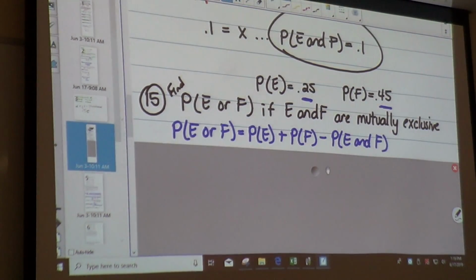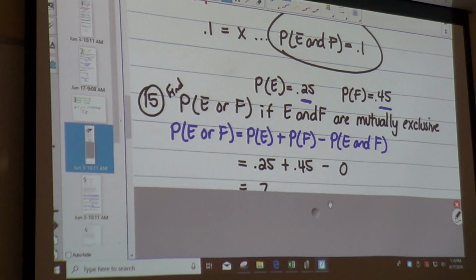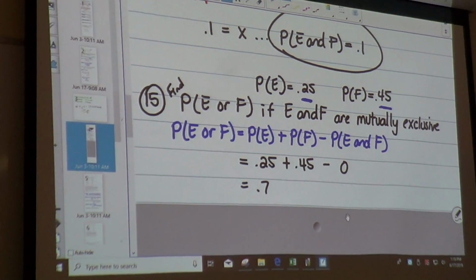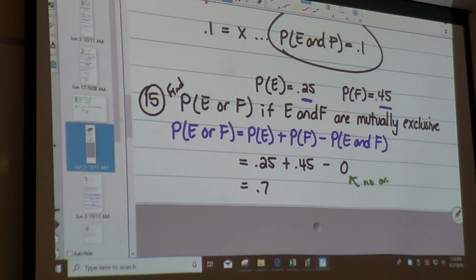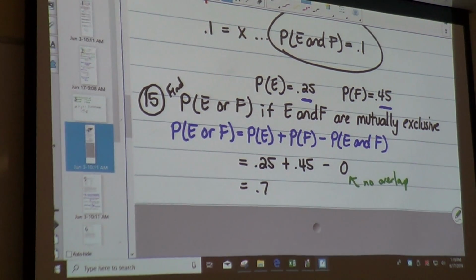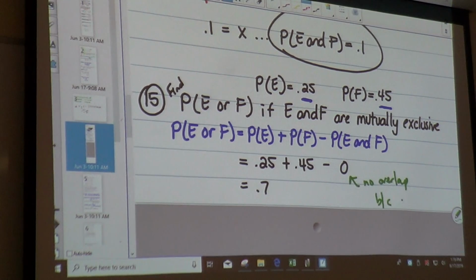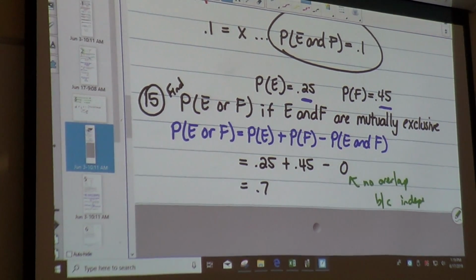So it's going to be 0.25 plus 0.45 plus 0. And the reason that is 0 is because there's no overlap, because they're mutually exclusive.